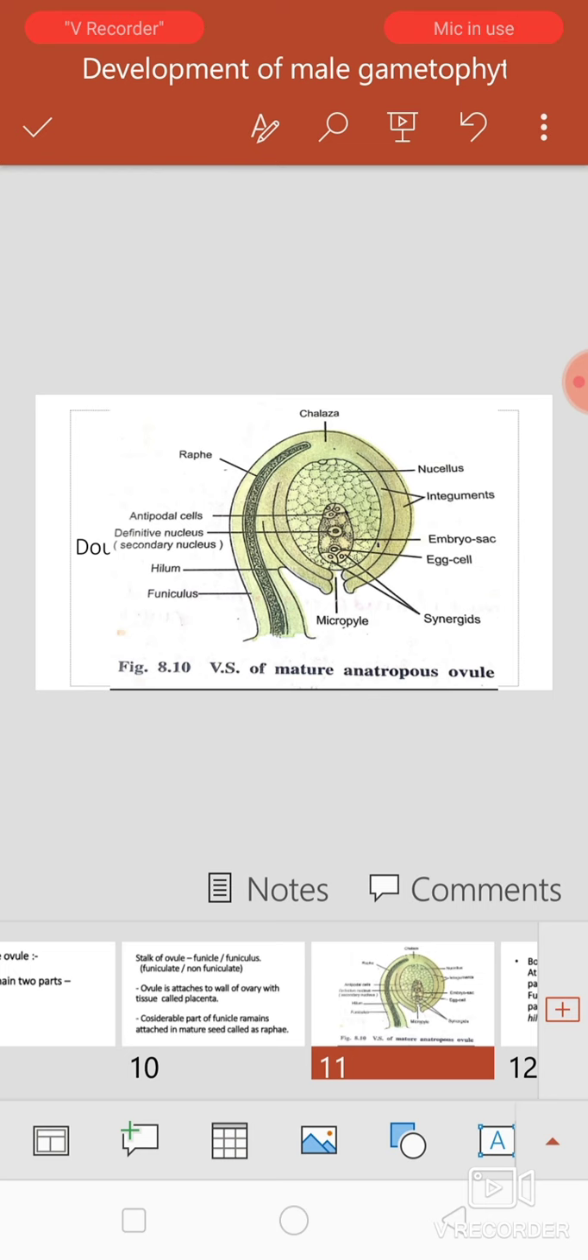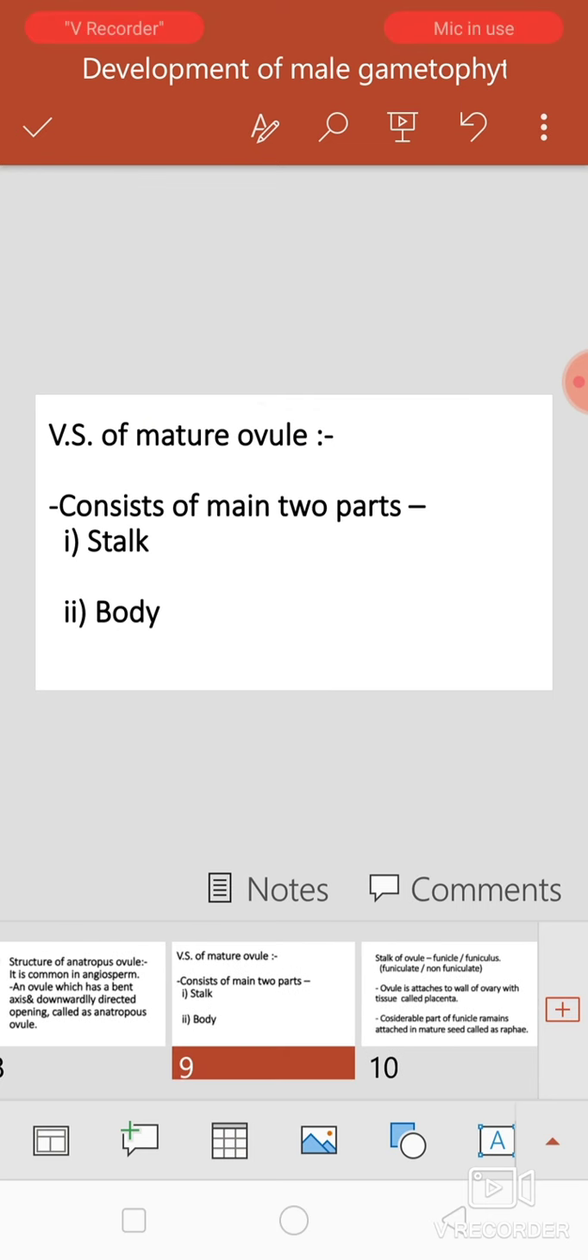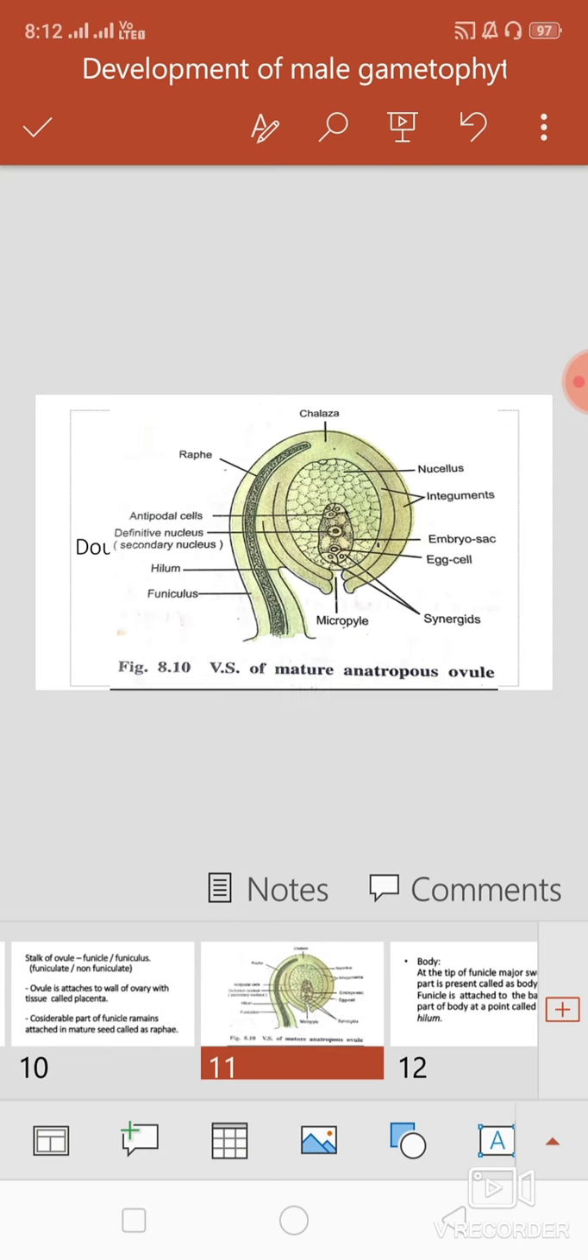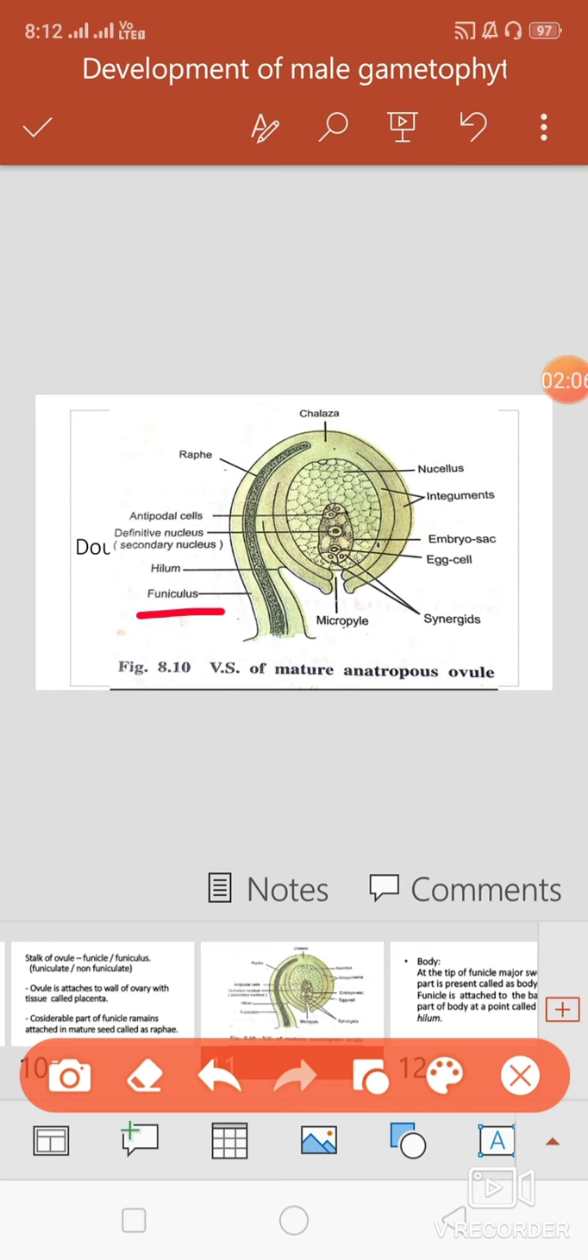When we take the vertical section of this Anatropous ovule, then two parts are present. Means this Anatropous ovule shows two main parts: first stalk and second body. See, first, stalk. Stalk of ovule is called funicle or funiculus.